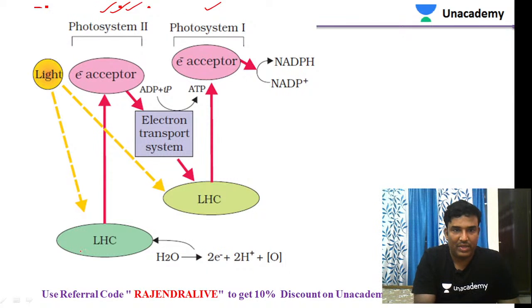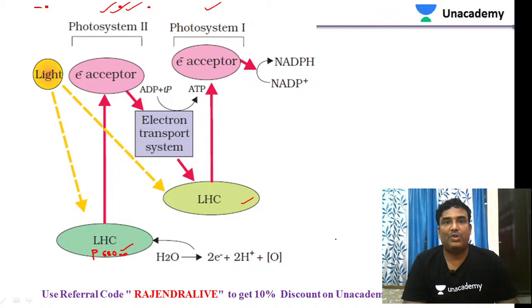This is the light harvesting complex, and this is another light harvesting complex. In this light harvesting complex you will have photosystem 2, which is called P680. In this photosystem 2, in this light harvesting complex, there is one reaction center present.